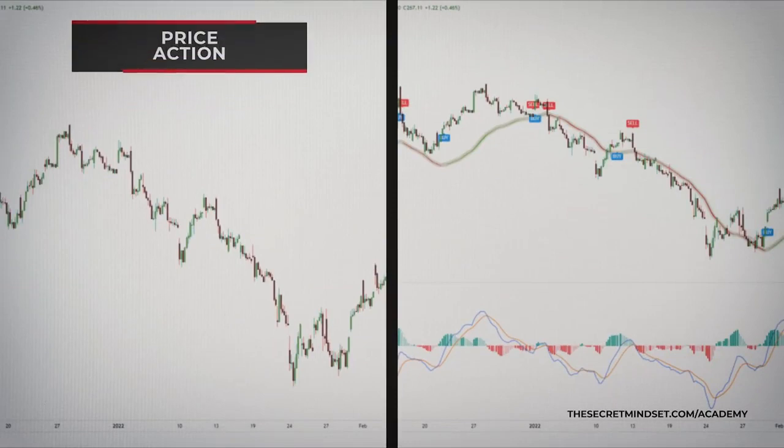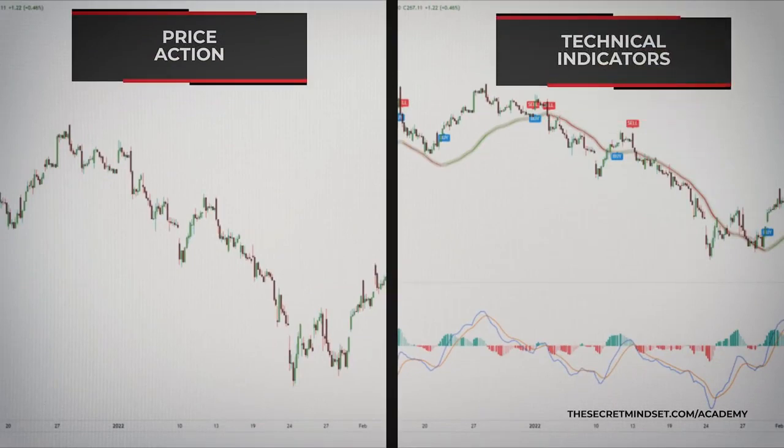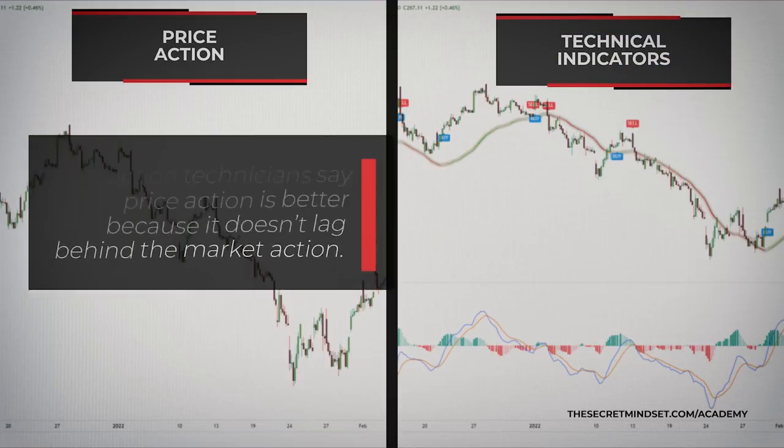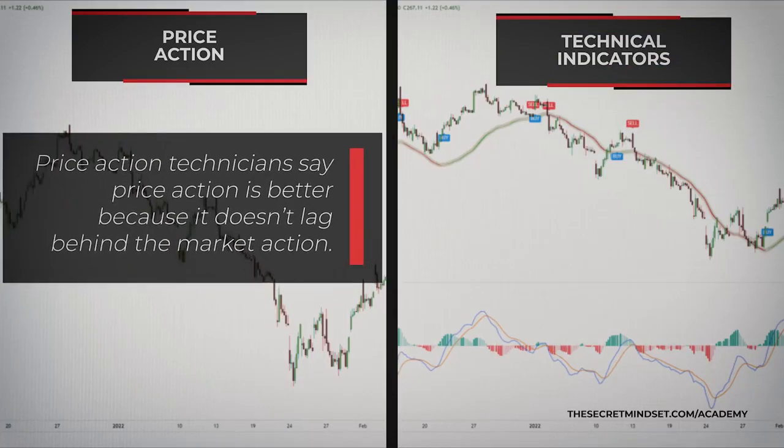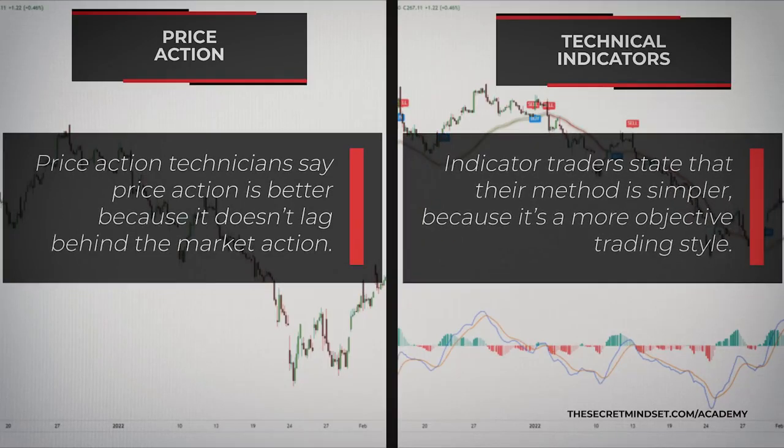There is often a huge argument underway between technicians who think price action is the best way of analyzing the markets and the traders who think using technical indicators is the best way to trade. Price action technicians say price action is better because it doesn't lag behind the market action. Indicator traders state that their method is simpler because it's a more objective trading style. So which one is better in technical analysis?